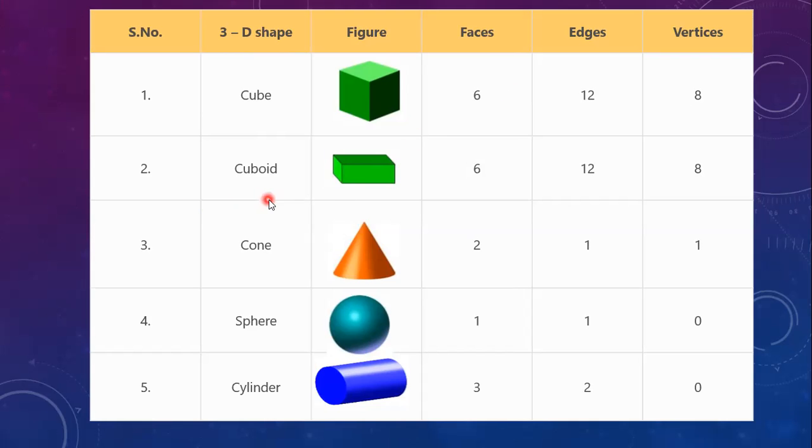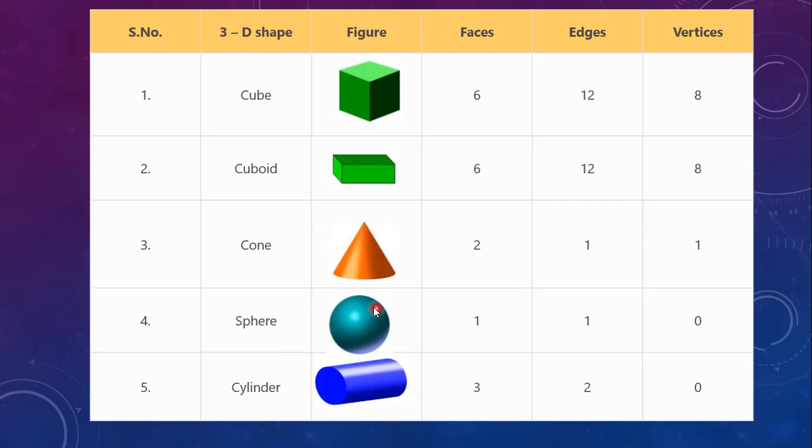Same way, cuboid. Cuboid also is having 6 faces, 12 edges, 8 vertices. Vertex means one. More than one vertex is called, in plural form, vertices. Next you see the third one, cone. This is the cone and it will be having 2 faces, 1 edge and only 1 vertex.